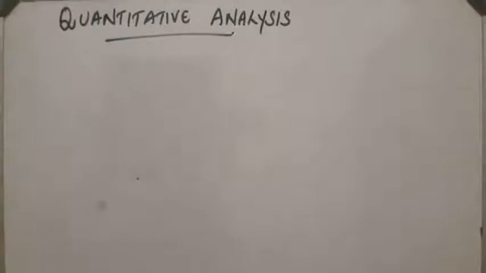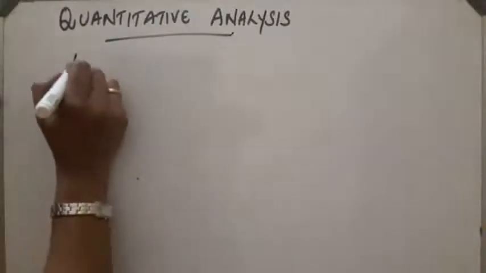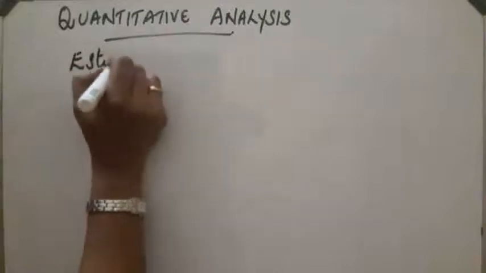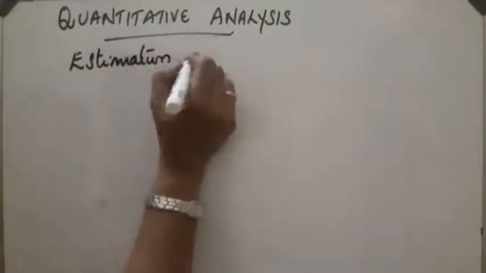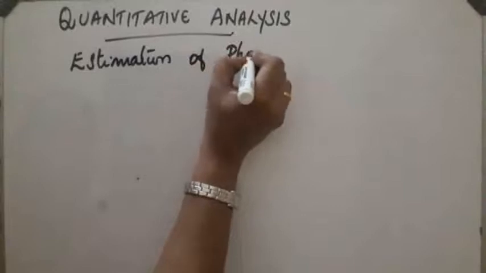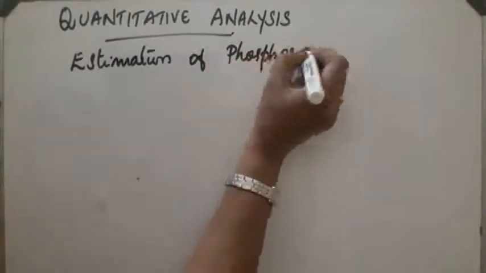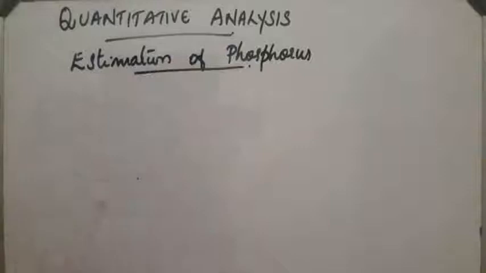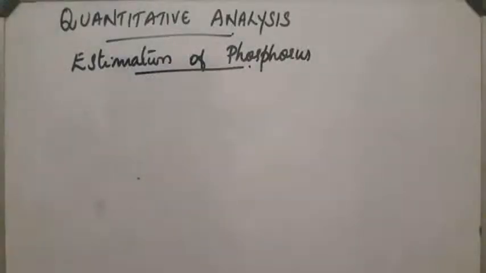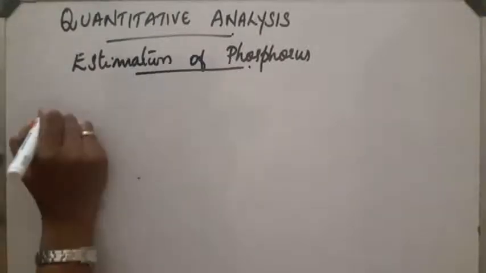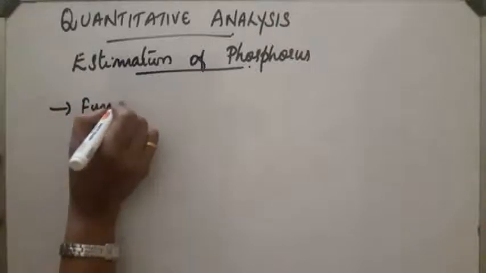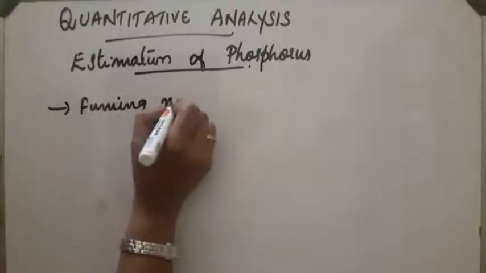Quantitative analysis of organic compounds. Estimation of phosphorus. Here also we are using the Carius tube, that is, the Carius method is used. First, a weighed amount of the organic compound and fuming nitric acid is taken in the Carius tube, fuming nitric acid or sodium peroxide.